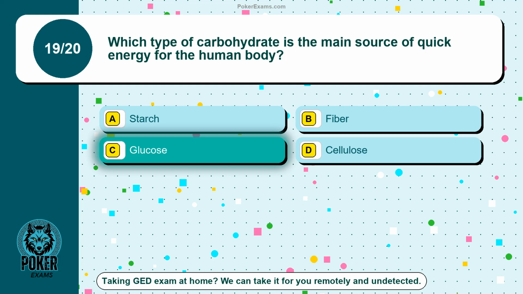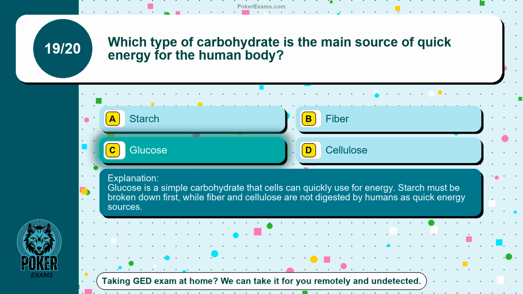The correct answer is option C. Glucose. Glucose is a simple carbohydrate that cells can quickly use for energy. Starch must be broken down first, while fiber and cellulose are not digested by humans as quick energy sources.